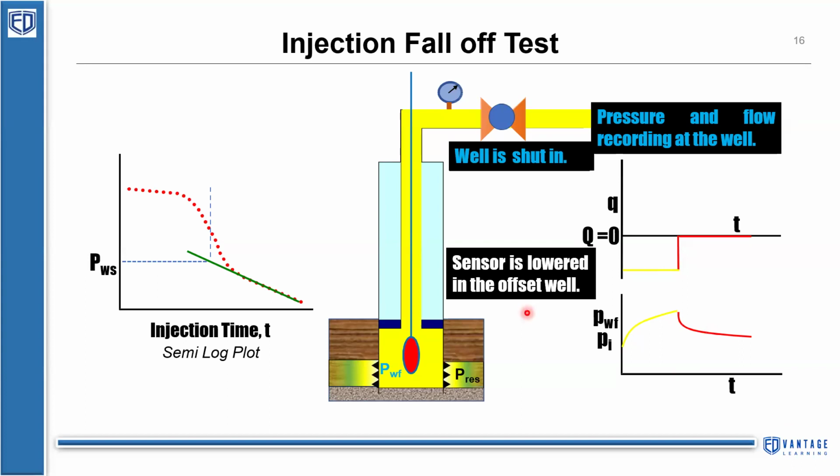This injection fall-off test is generally done in gas reservoirs or tight reservoirs because we want to understand the fracture injectivity or the fracture integrity test. We generally use DFIT analysis, to frac the well and understand what your fracture pressure is. So from the same injection fall-off test, you have the pressure versus log time plot, and from the MTR region, you can find your reservoir parameters.